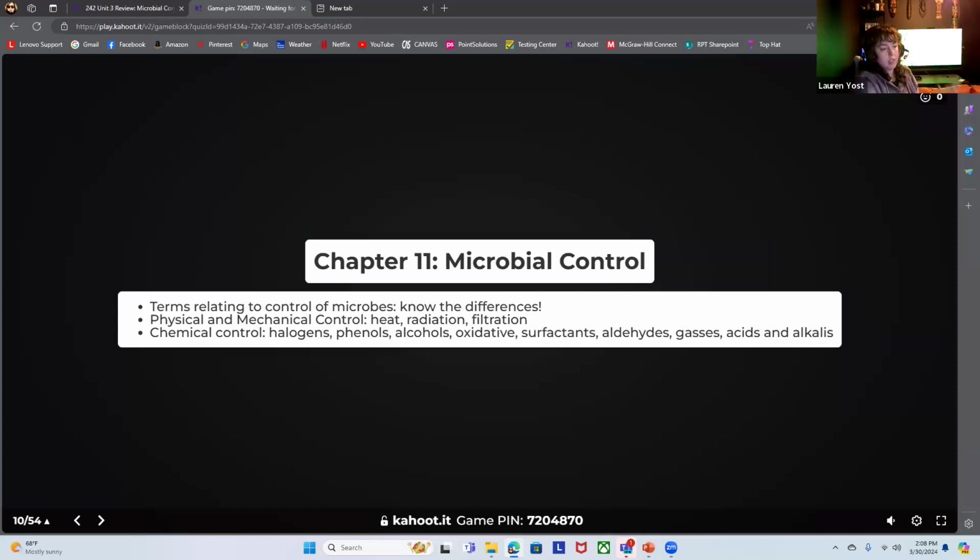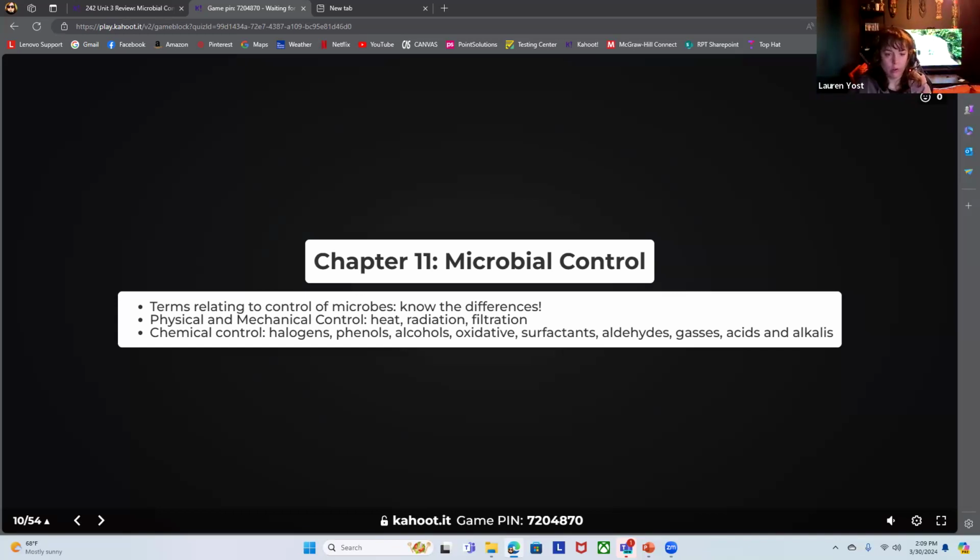All right, so that's all the questions that we have for chapter 11 in the Kahoot. So remember also we have terms, all the terms relating to controlling the microbes and knowing the differences between them. So whether it's talking about asepsis being on living and disinfection being on non-living, but otherwise they're controlling vegetative microbes. Sterilization, you know, killing everything, and decontamination, the mechanical removal. And there were other terms that we learned as well throughout the chapter. Just be aware of what they mean and the differences between them.